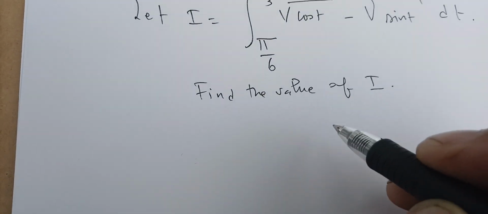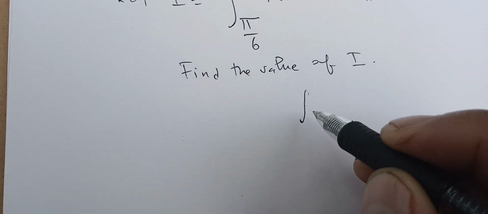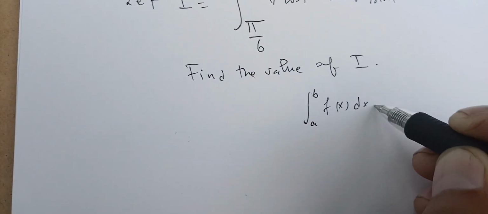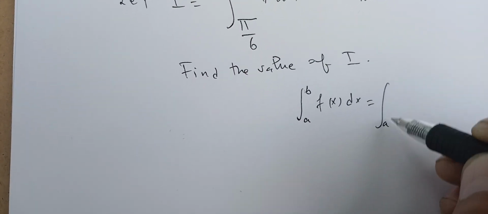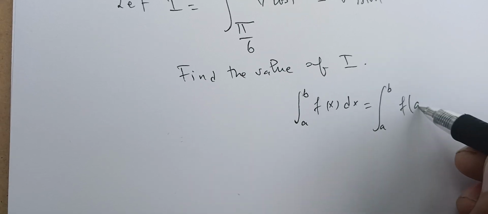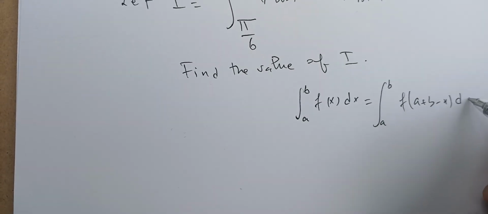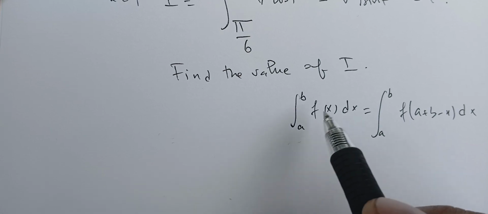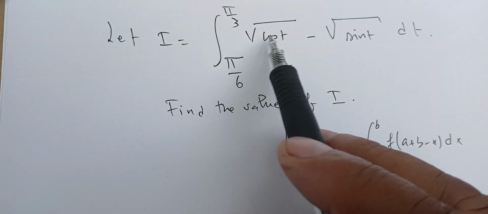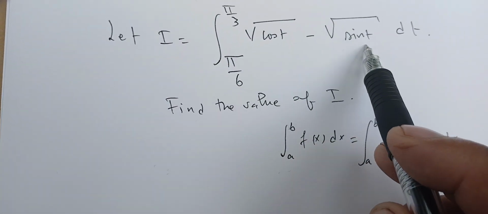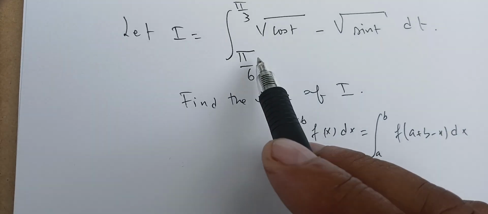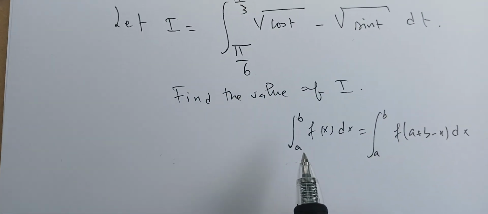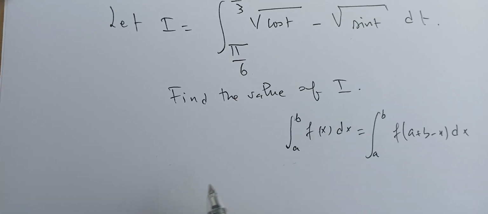In fact, we proved that the integral of f of x dx between a and b is the same as that of f of a plus b minus x dx between a and b. In our case here, f is the square root of cosine t minus the square root of sine t. A is pi over 6 and b is pi over 3. That's what we're going to use here.